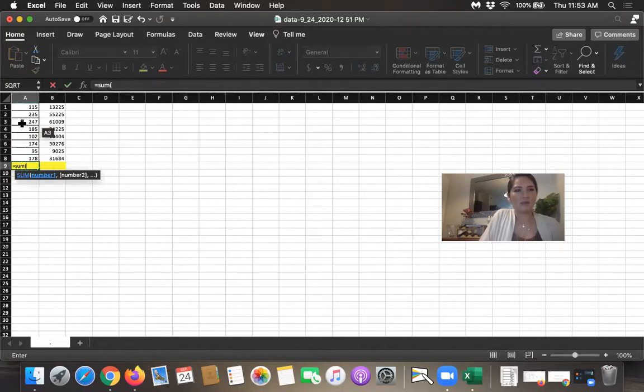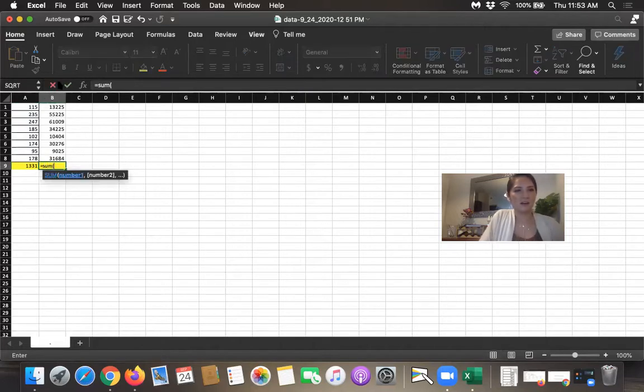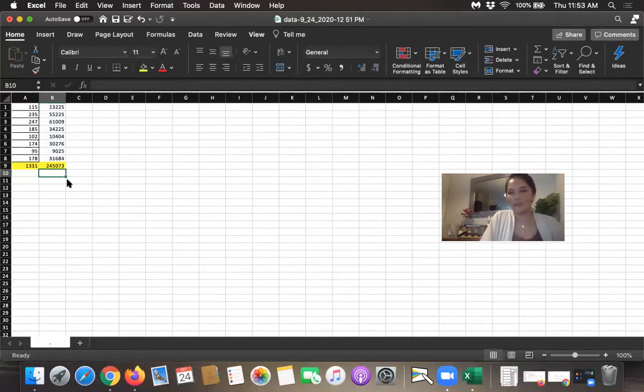So I type equals sum, open parentheses. I select that cell, then drag and drop, close parentheses, and then you've got the sum of the x's. We want to do the same thing for the sum of the x's squared. So equals sum, open parentheses. Select the cells you're interested in, drag and drop, close parentheses, and it looks like I got exactly the same values for the sum of the x's and the sum of the x's squared that I calculated by hand. That's a very good sign.